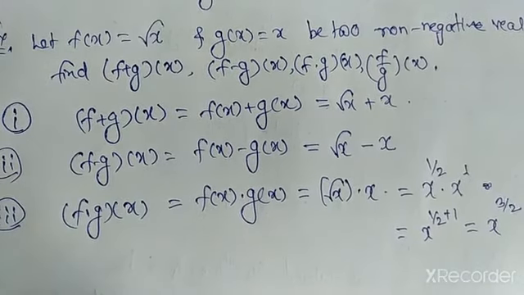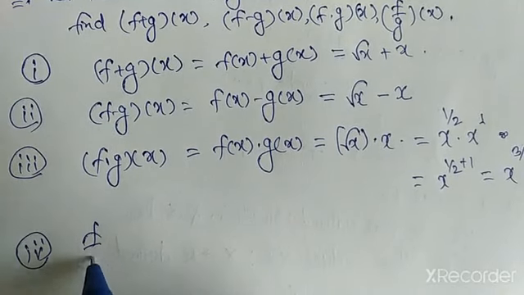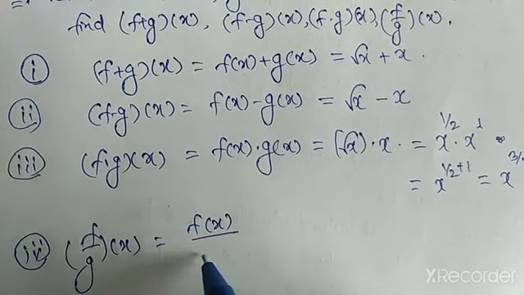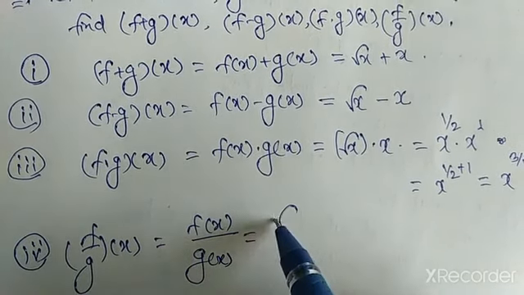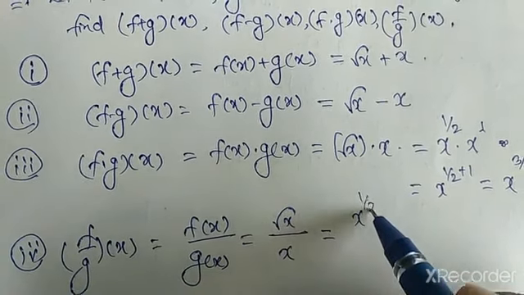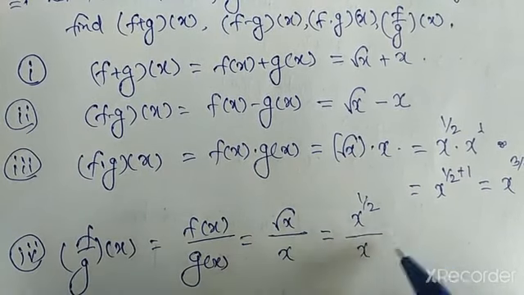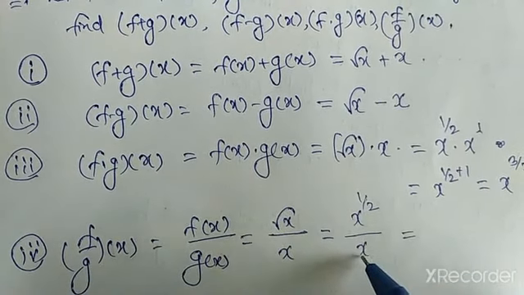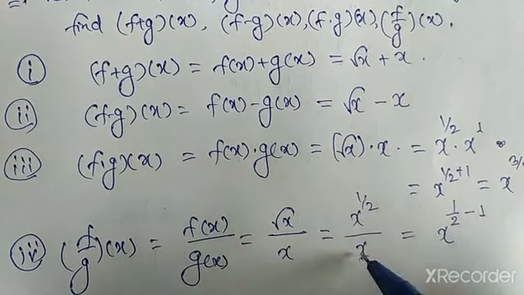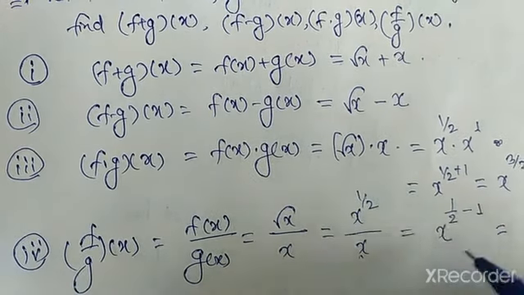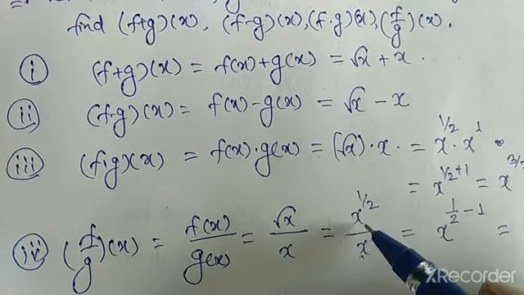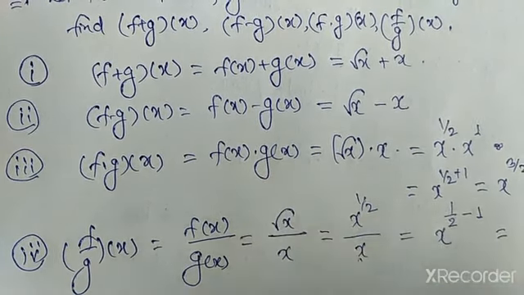And last, here it is f upon g of x, which is written as f of x upon g of x, which is equal to root x upon x. Again, by laws of indices, root x can be written as x raised to 1/2 upon x, which is equal to, here the base of both terms is the same, so we write x raised to 1/2 minus 1. It is the division rule of laws of indices, so we have to subtract the powers of numerator and denominator. If the base is the same, then only this process is done.